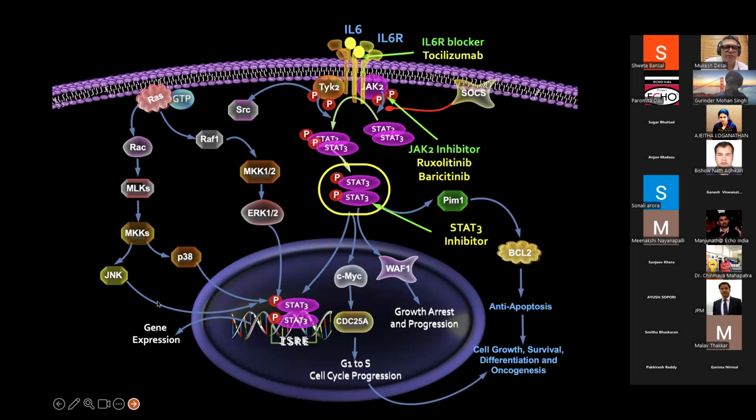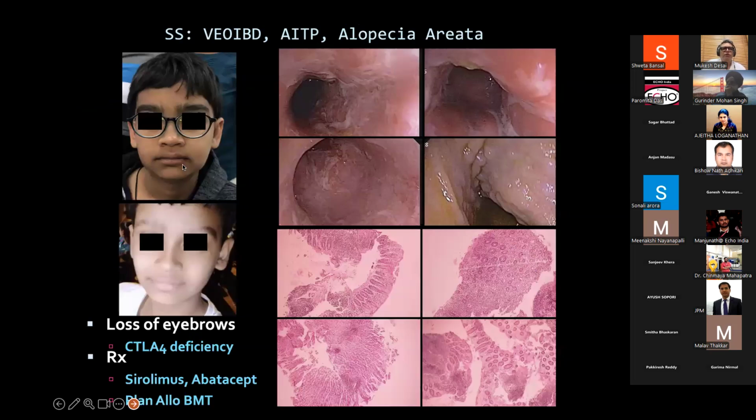This is our first patient of CTLA4 deficiency who had an ITP. He also had alopecia areata, as you can see, and he had an IBD. He was put on sirolimus and abatacept and subsequently underwent a bone marrow transplant at Valley Children's Hospital successfully.